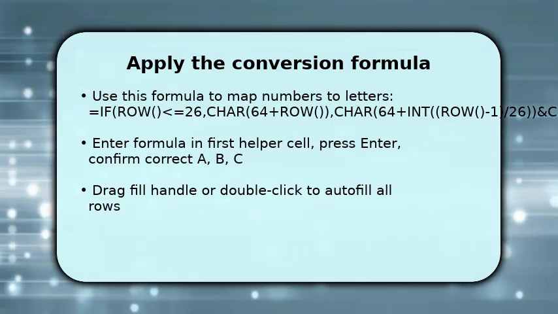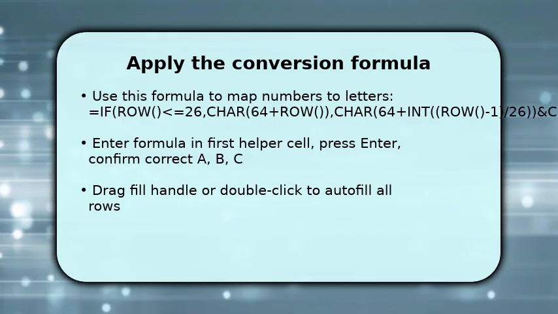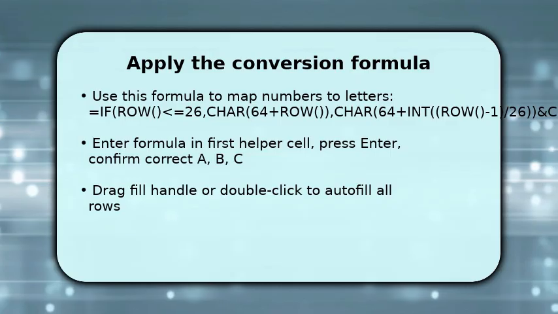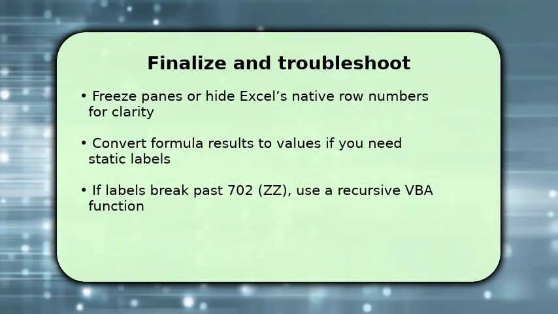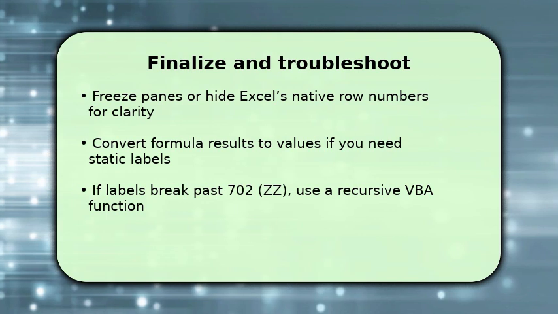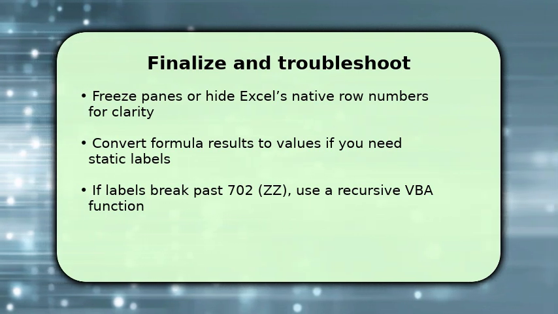Then double-click the fill handle or drag it down to copy the formula through your data range. This creates a live mapping that updates if you insert or delete. Finish by formatting the helper column. Freeze panes to keep labels visible and optionally hide Excel's numbered row headers so the letters read as true labels.